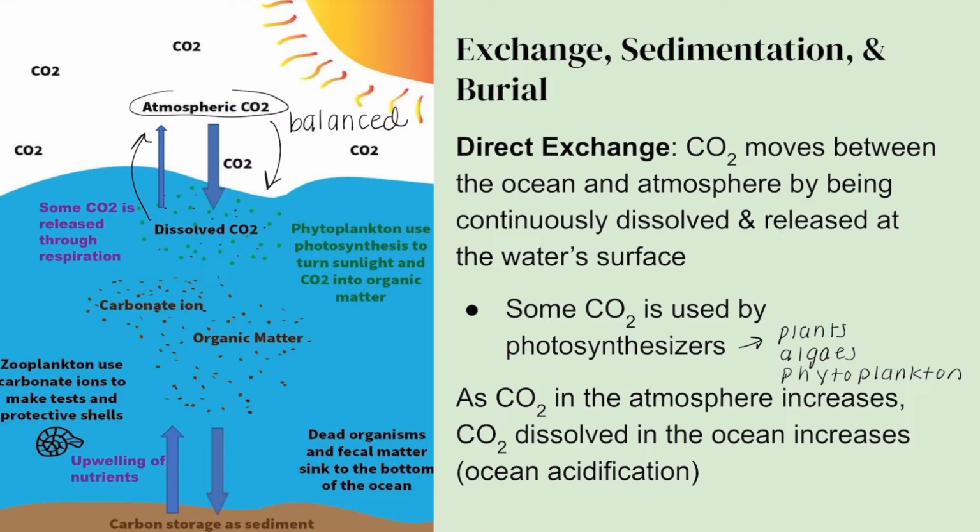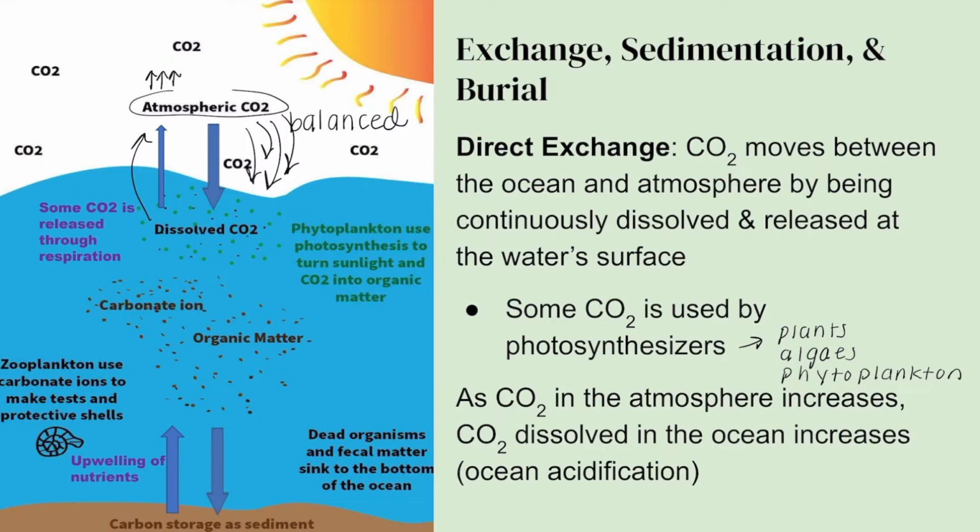Additionally, CO2 in the atmosphere is increasing, since humans have been developing more technology and combusting fossil fuels, which releases a lot of carbon dioxide into the atmosphere. As these levels of atmospheric CO2 get higher, we get more dissolving of CO2 into the ocean. Because direct exchange is a balanced process, when we have more atmospheric CO2, more of it gets dissolved into the ocean, and both levels of CO2 in the atmosphere and in the ocean increase. This extra CO2 in the ocean is the cause of ocean acidification, which we'll talk about more in a later video.